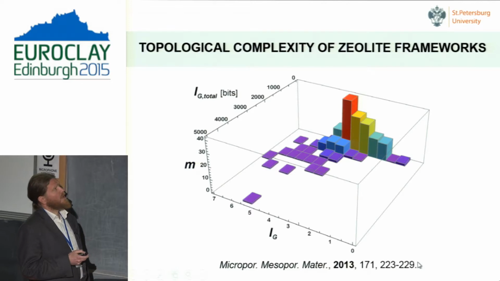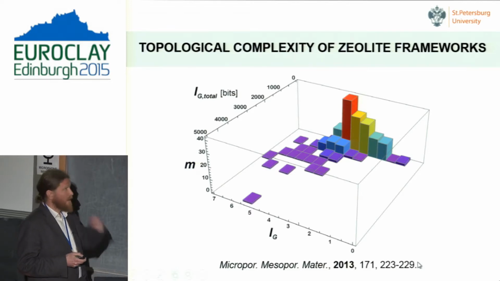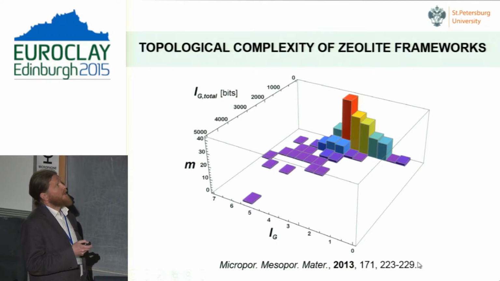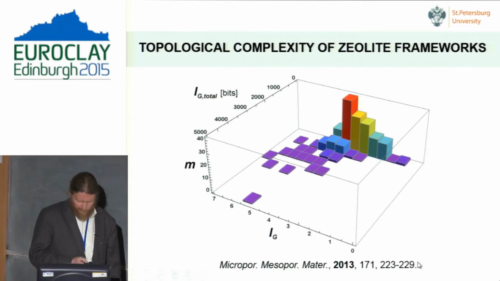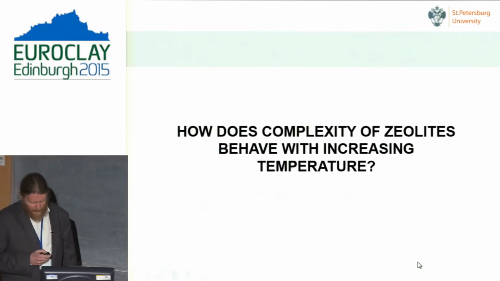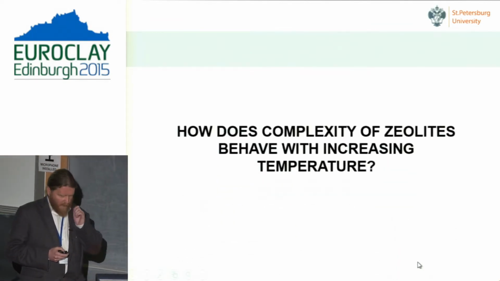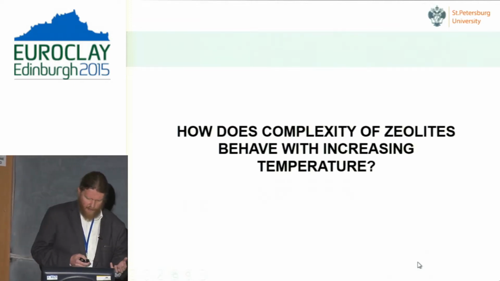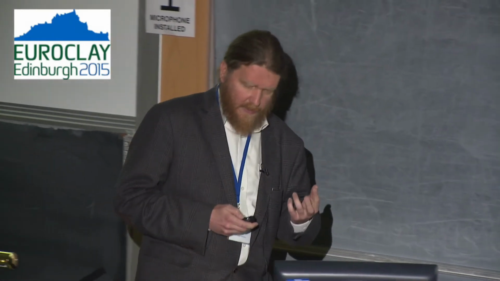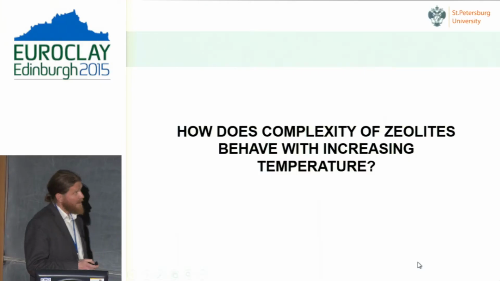This graph shows the distribution of frequency of occurrence of some particular complexity of zeolites. So this is bits per unit cell, and these are bits per atom. And this is the number of different topological frameworks. So the next question, which would be very interesting to ask, is how does complexity of zeolites behave with increasing temperature? Let us consider two cases. The first case where there is no dehydration, and another case where there is dehydration.